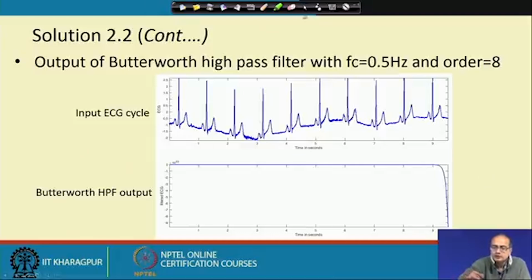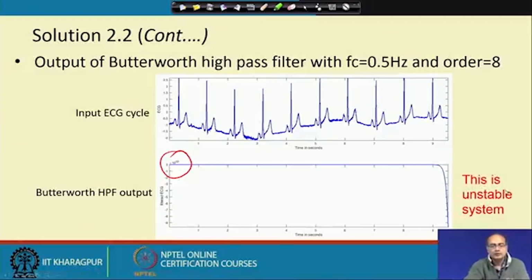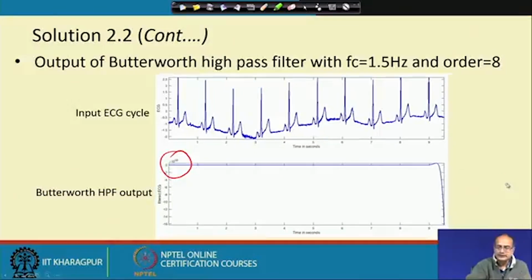So, we now go for model order 8 and cutoff frequency 0.5. What we get in this case with the Butterworth high pass filter is that the output is becoming very high. Look at the value, it is becoming very high. So, clearly it has become an unstable filter, and that is the conclusion we get, that we are not getting the output in a rational way. So, this has to be rejected.